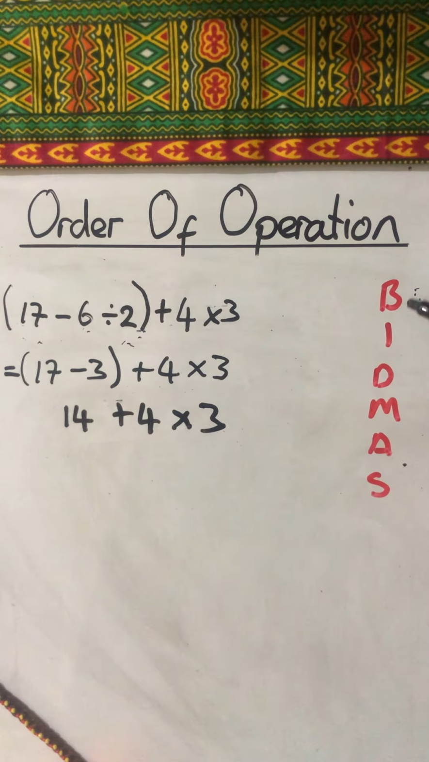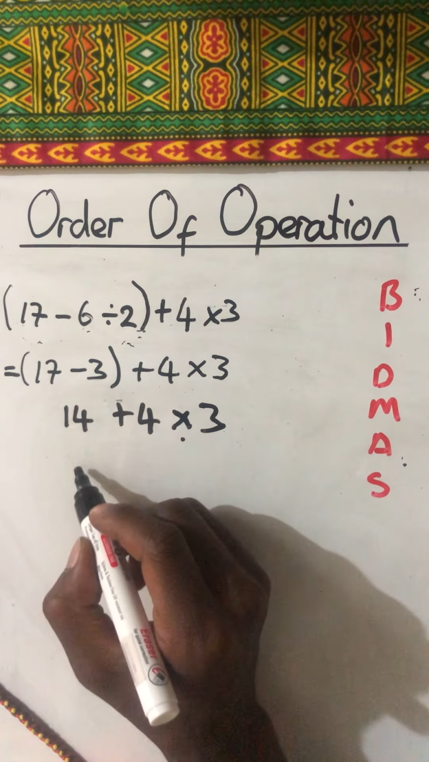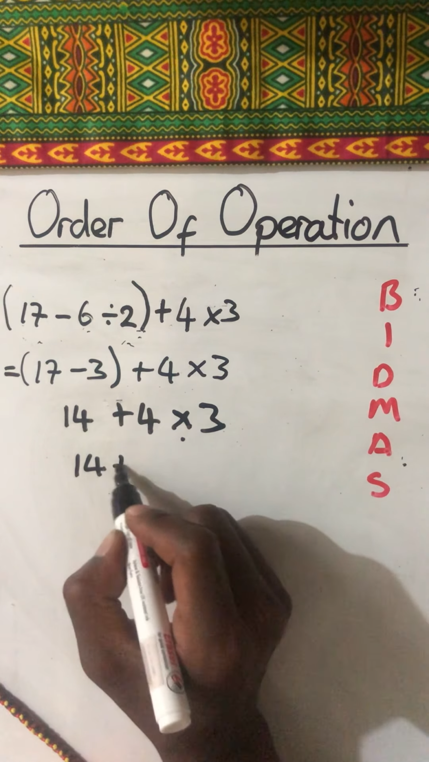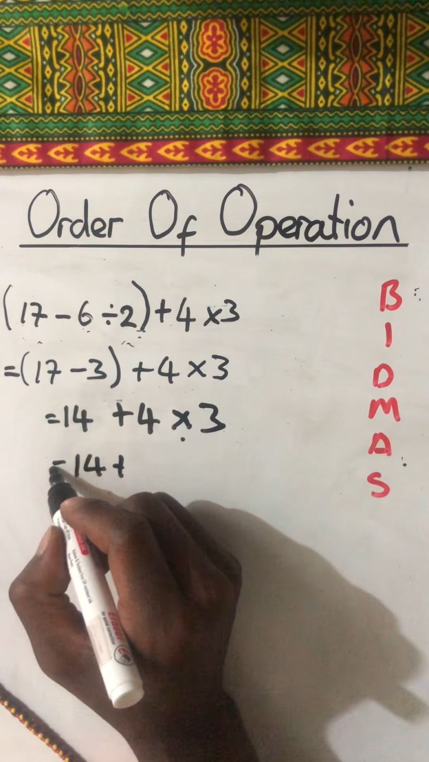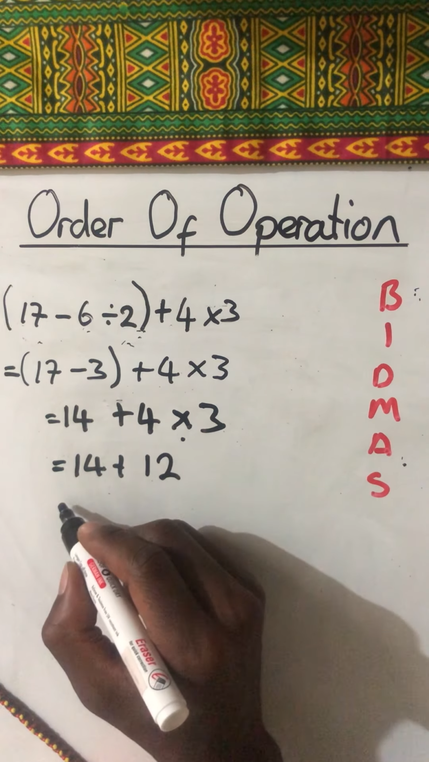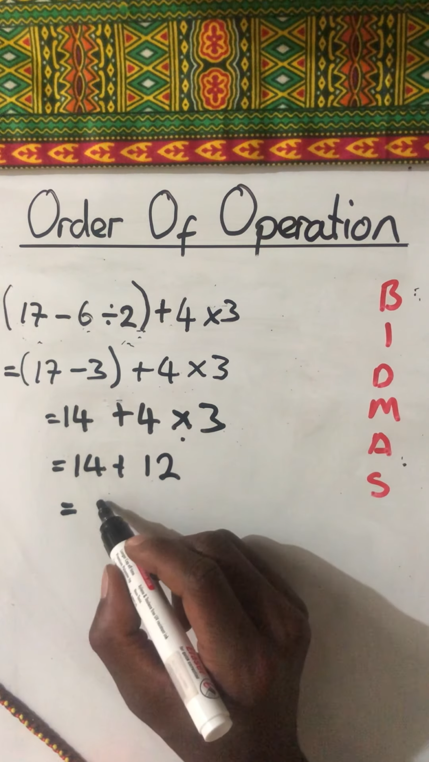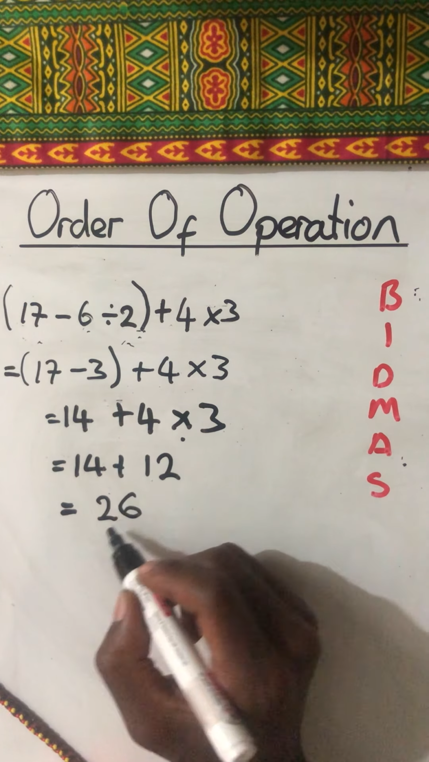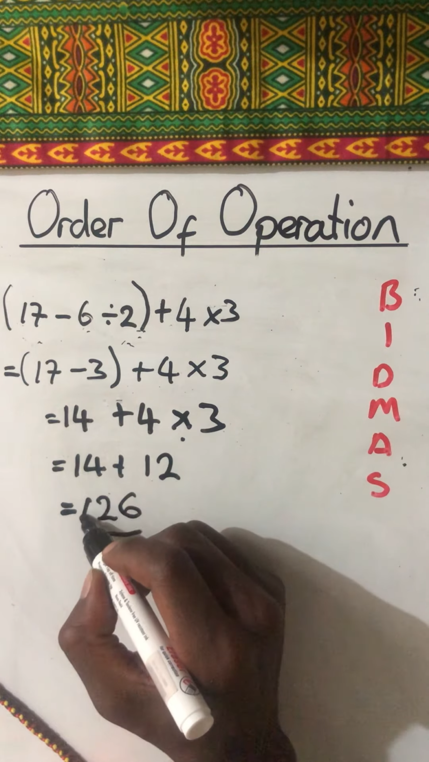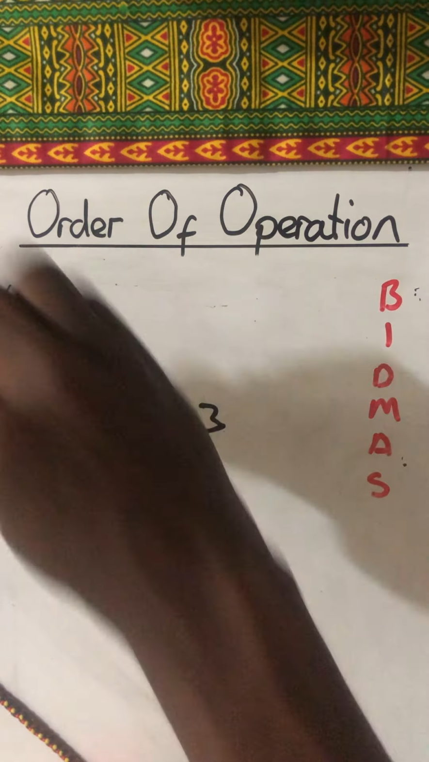Right, now we move on. In BIDMAS, we can see the next step is multiplication. So we're going to say 14 plus here, and then 4 times 3 is 12. And then if we add 14 plus 12, that will give us 26. So our answer is positive 26. Okay, now let's look at the second question.